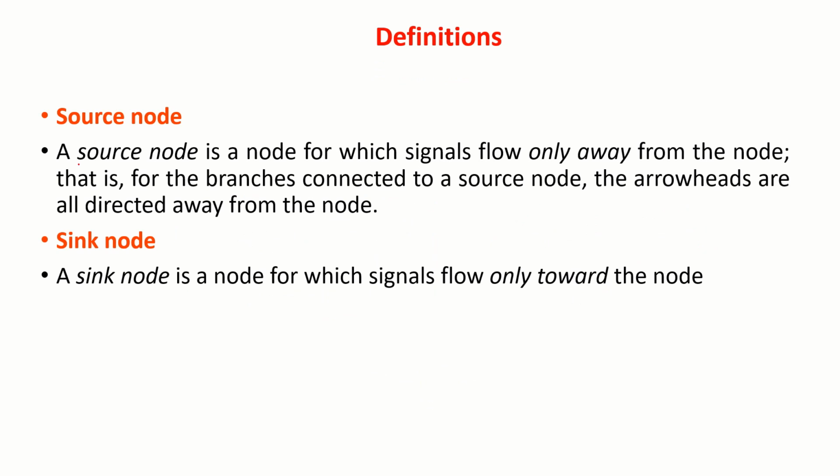So source node is a node for which signals flow only away from the node. So you just take a node, whatever the number of signals that are leaving, you can mark like this. Such a node, we call it as a source node. Sink node means, suppose if you have a node, all branches should come and meet like this. That's a sink node. This is a source node. This is a sink node.